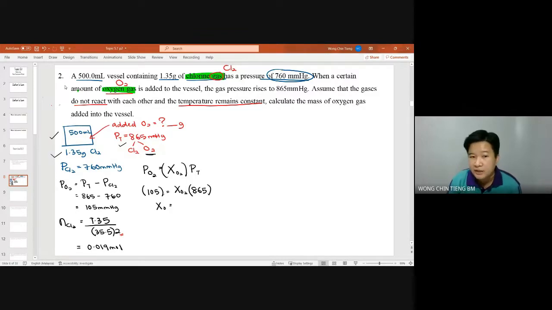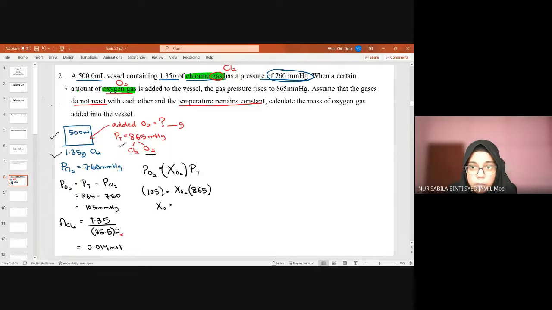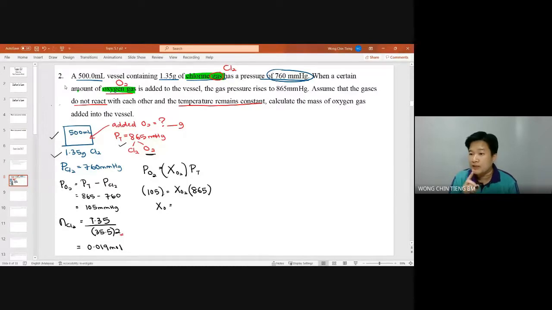First question to Sabila, did you use in millimeter mercury or you change it to ATM? I use millimeter mercury since both same unit. Okay. So anybody using ATM? Ada orang guna cara yang sama tapi guna ATM? Human, can I have the answer?